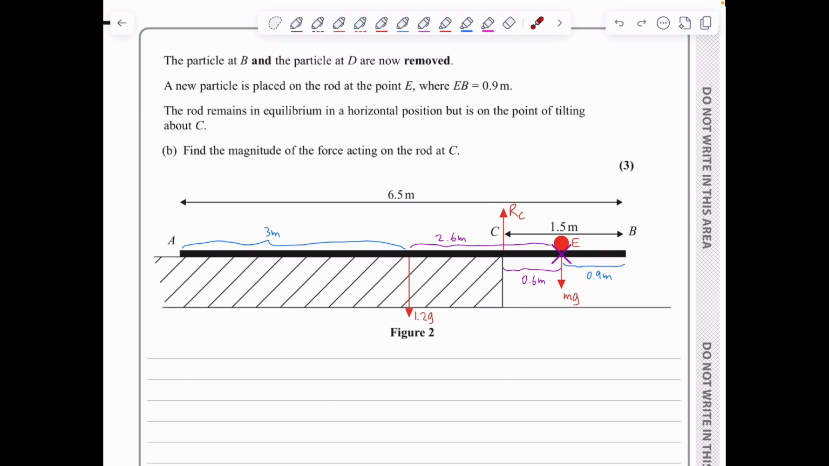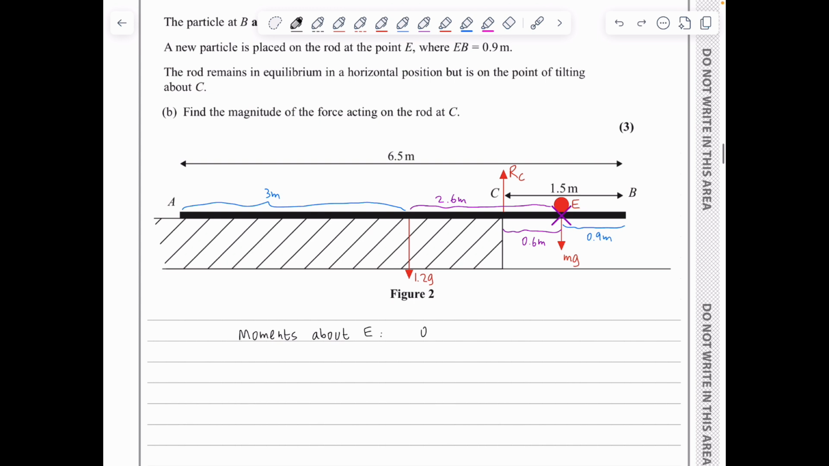So we can proceed by taking moments about E. This will eliminate the presence of M, which is unknown, from our moments equation, and will allow us to recover the value of the reaction at C. So considering moments about E, we've got RC here acting in a clockwise fashion. So we're looking at 0.6 RC being equal to the 2.6 times 1.2g. So RC is equal to 2.6 times 1.2g, all divided by 0.6.